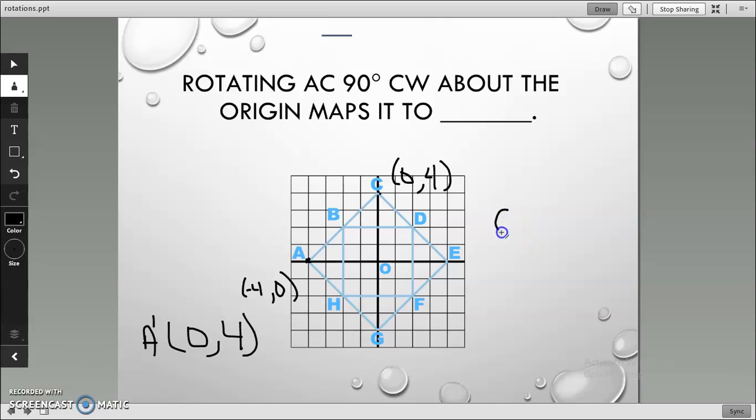And C will transform to (4, 0). So (4, 0) is here. So here to here. So that will be CE.